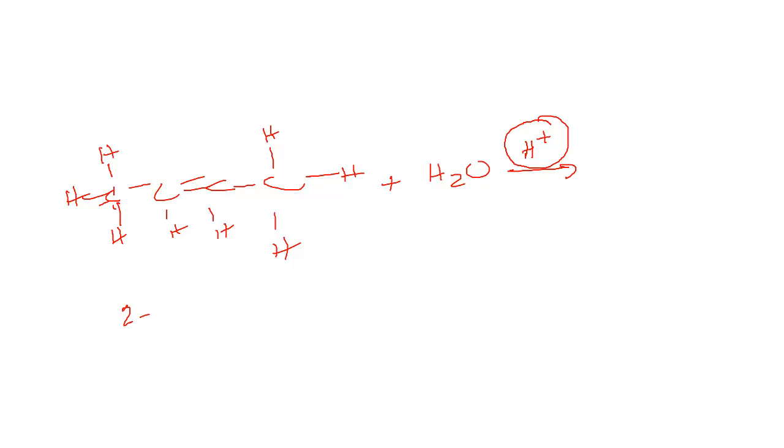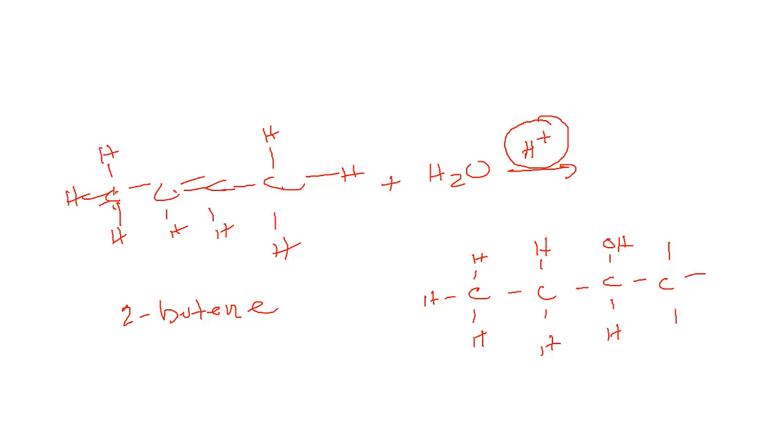2-butene, 4 carbons, 1, 2, 3, 4, and the double bond occurs on the second carbon. So 2-butene, we add water to it. It's going to open up the double bond, and you're going to have maybe a hydrogen here and a hydrogen here, and a hydroxyl here, and a hydrogen here, and then a methyl group on the end like so.